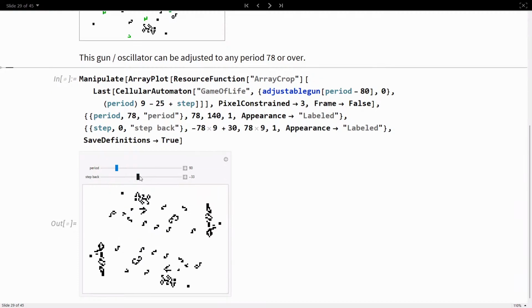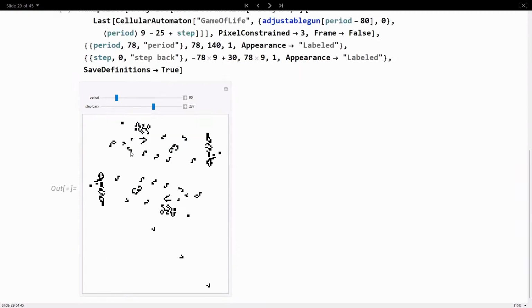So here's what it looks like after some number of steps. What's happening is, and this is a lot going on here, this is a glider gun, which is adjustable. It can make any glider gun of period 78 or higher.